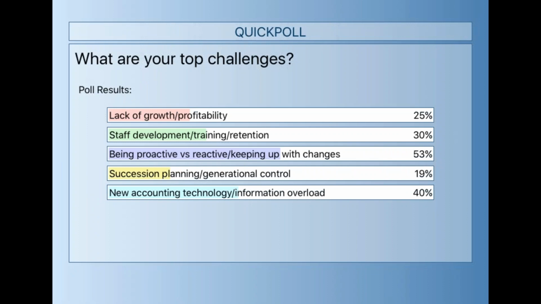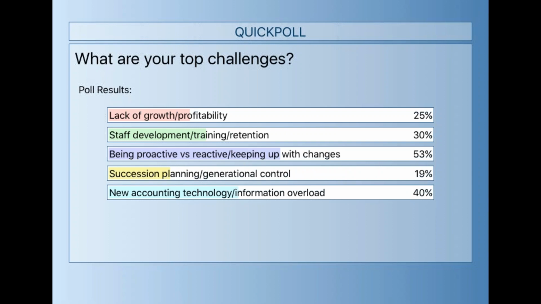Okay, so Tom, it looks like our leader here is over 53% being proactive and reactive, keeping up with changes. And then new accounting technology, information overload came in second, followed by staff development and lack of growth or profitability. Yep. Okay, so kind of good, interesting stuff.